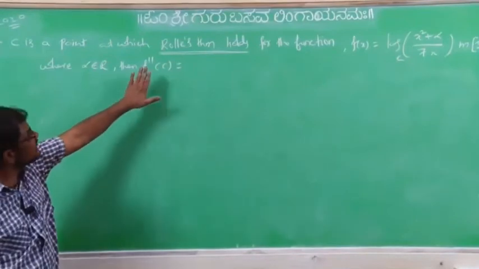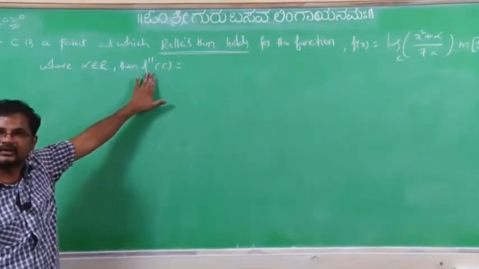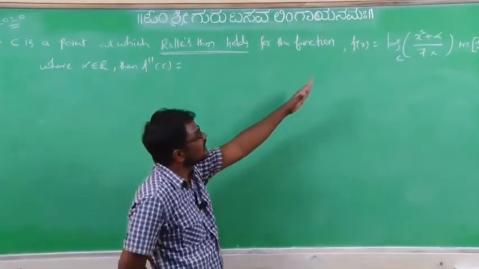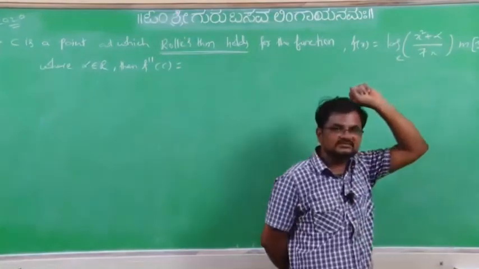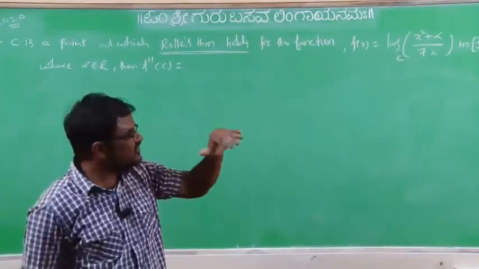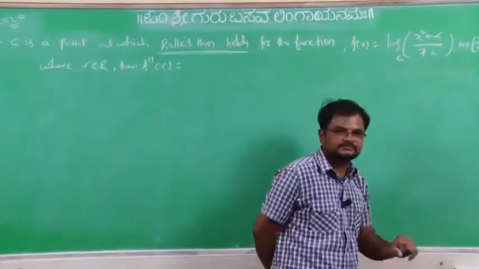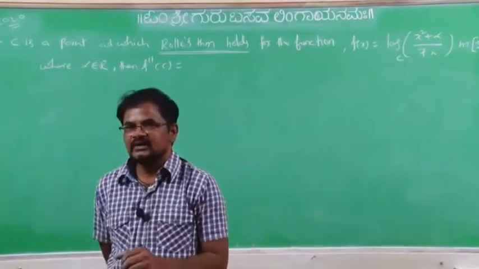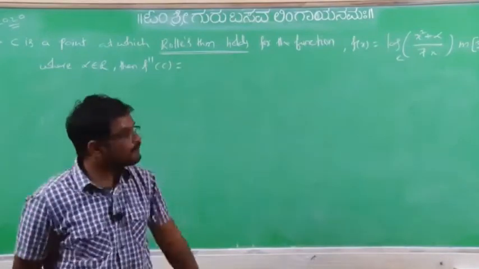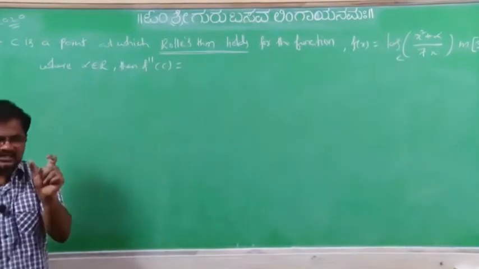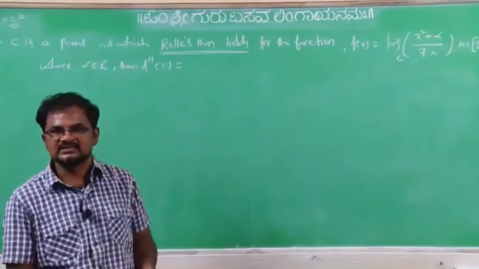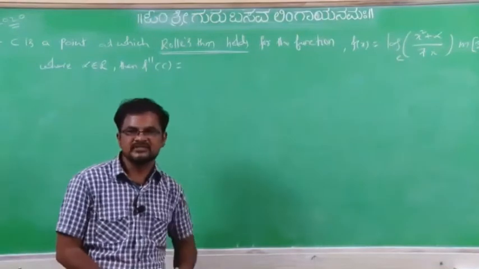For finding f double dash of C, what are the requirements? F of x is in terms of alpha, so first we have to find alpha. After substituting alpha, you will get f of x. Then find f dash x, and if you take f dash x equal to 0, you will get C. At that point we have to find f double dash. A little bit lengthy process, but if the calculation is fast, it is easy. No logic, but a lengthy problem.